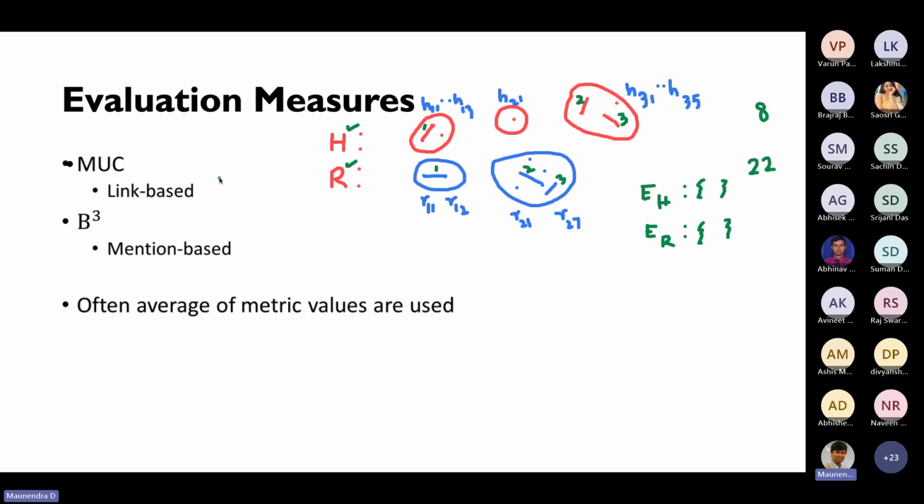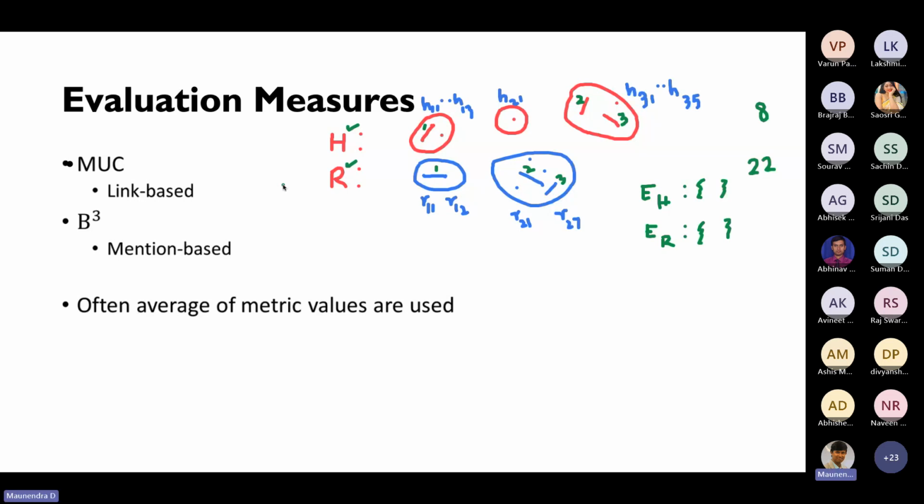It is link based. So you run your algorithm, you get the clusters. Each cluster has certain mentions, and you identify the edges between the mentions. And the same you do for the clusters which are there in the reference. Now the edge list that you get from these hypotheses and references, from that you identify the number of common links, and from that you compute the precision and recall. And the harmonic mean of them will be the F measure. So this is one metric which is used for evaluation of co-reference resolution algorithms.